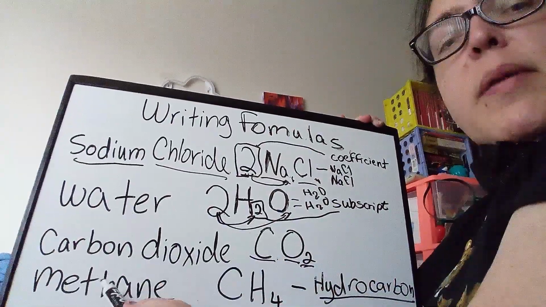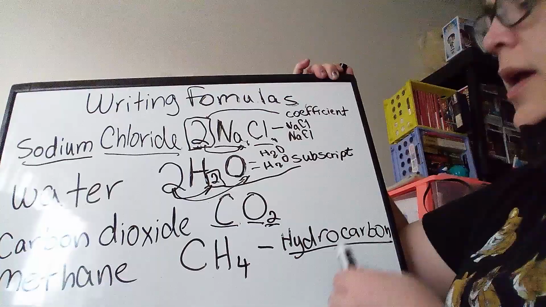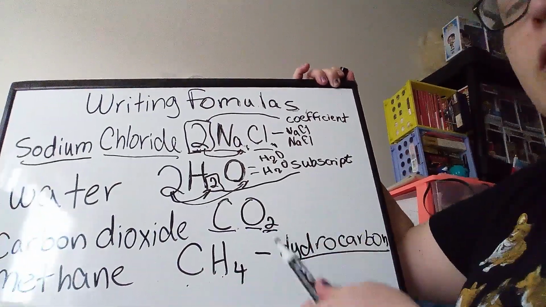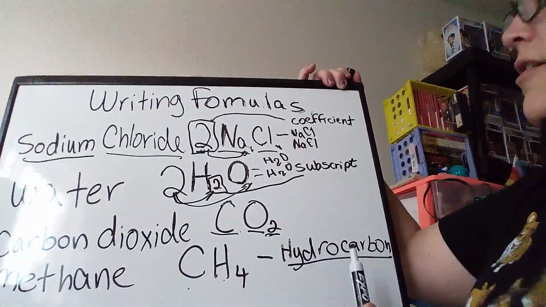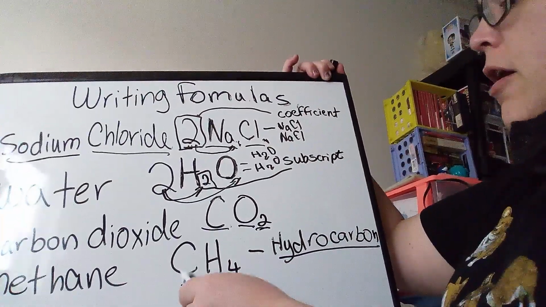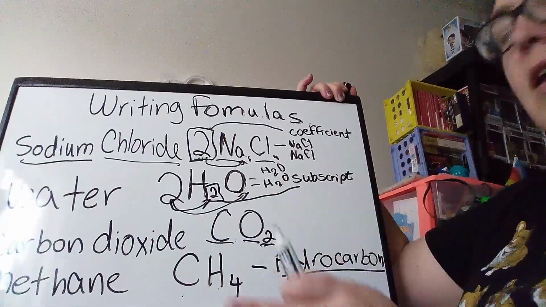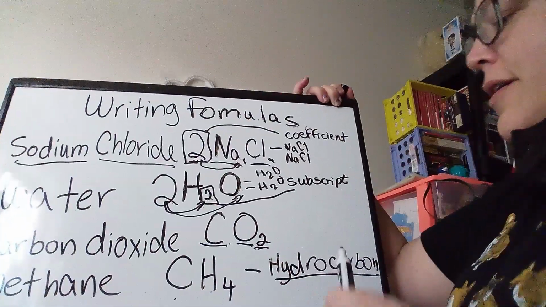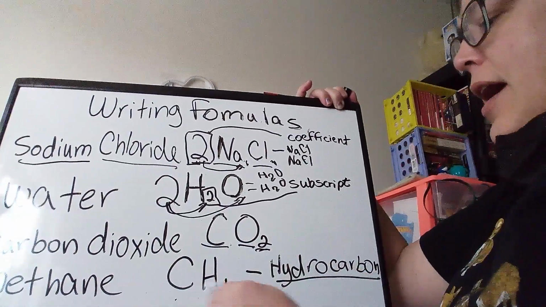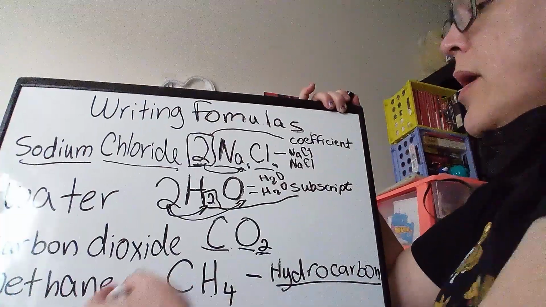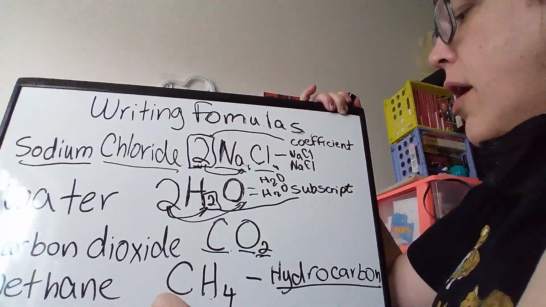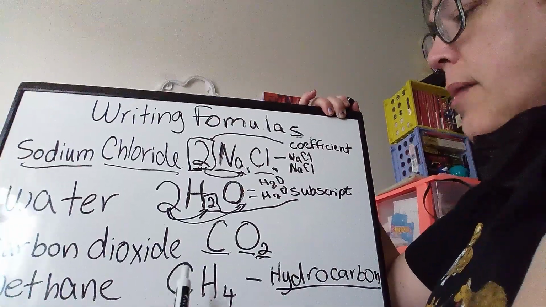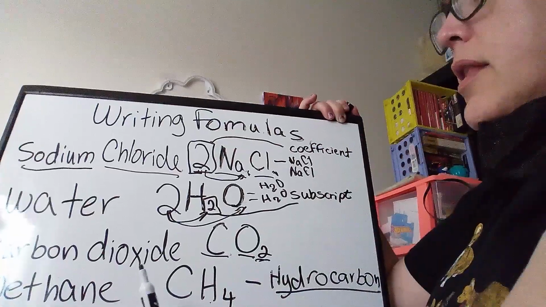Let's look at methane. Methane is a hydrocarbon, and it's called a hydrocarbon because it's only composed of hydrogen and carbon. Hydrocarbons are organic compounds made of carbon and hydrogen only, and cannot have anything else. If it has oxygen or nitrogen, that's not a hydrocarbon. So methane is the simplest hydrocarbon. It's a gas, and it can serve as a fuel. It's a byproduct in landfill gas.